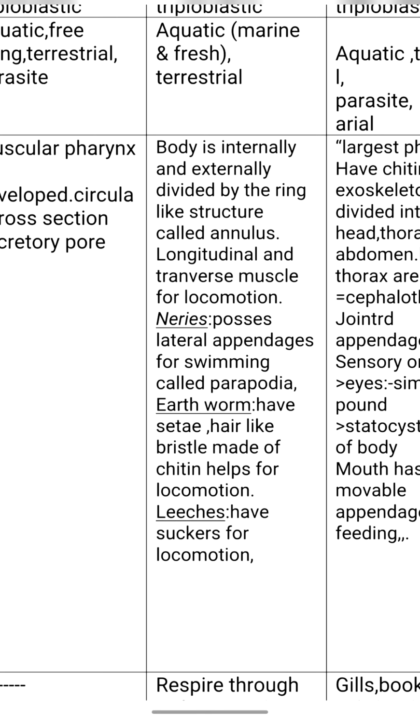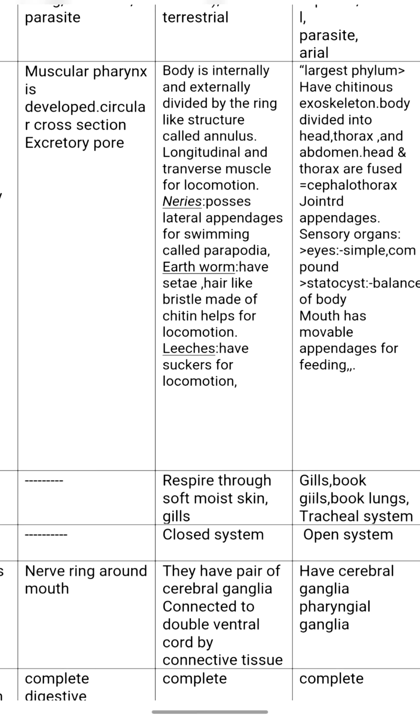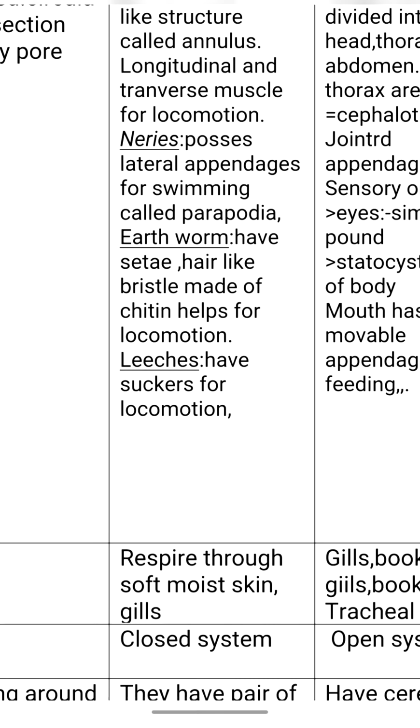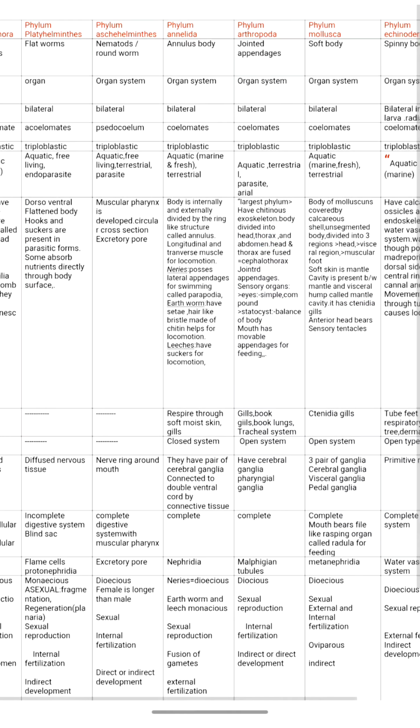Earthworm has setae, that is hair-like bristles made up of chitin, which help in locomotion. And next is leeches. Leeches have suckers for locomotion. So the three locomotory parts have been explained to you.